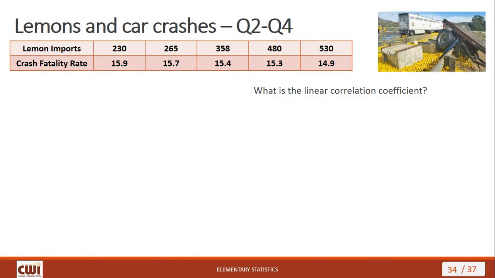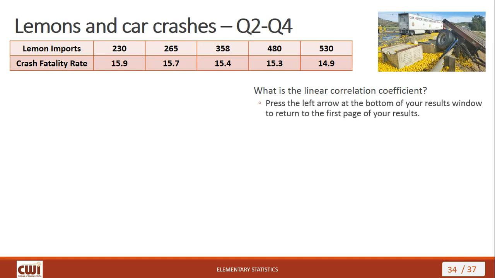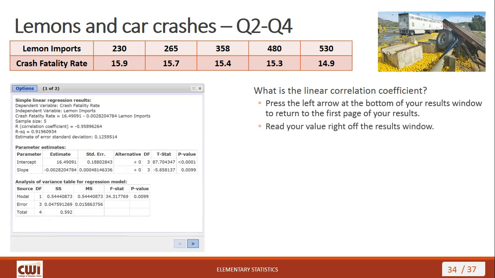Second question we were asked is, what is the linear correlation coefficient? Well, we already have that. We just go back to that first page of our results window and we just read it right off the results window. So here's our results window, first page. If we go up at the top, there's our R value, 0.95896. Now, when you get an R value that's this close to 1, you know right off the bat that you're probably going to be pretty good.